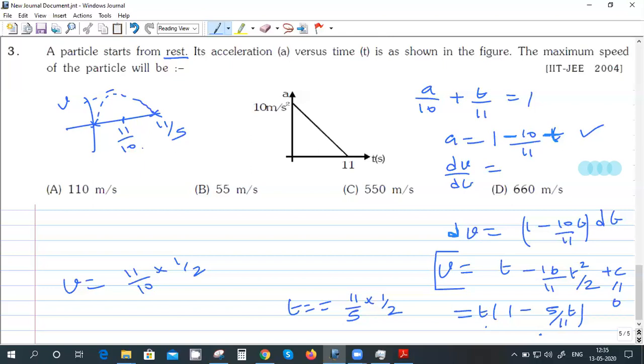You see, the way you could have done it is, acceleration is dv by dt, right? So from that you get dv as a dt. So if you integrate, you'll get the area as the velocity, right? And the area is turning out to be 55, half into base into height. That's why you got this answer 55. Right, so I don't know why I'm not getting it by this method. I'll get back to you.